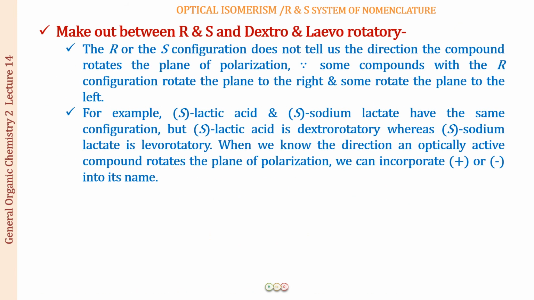All right, now the next thing that you have to see is how do you make out between the RS configuration and the dextro and levo rotatory configuration. The R and the S configuration does not tell us about the direction in which the compound rotates the plane of polarization. This means that we can have an R compound rotating the plane of polarization to the right and some rotating to the left. So our compound can be dextro-rotatory, it can be levo-rotatory also. How will we find it?